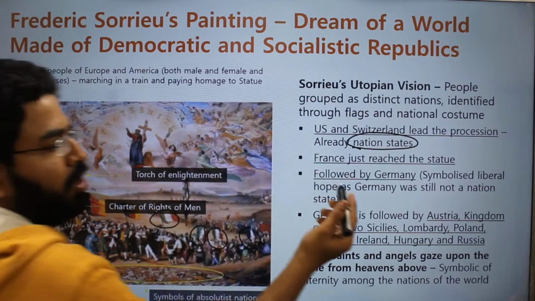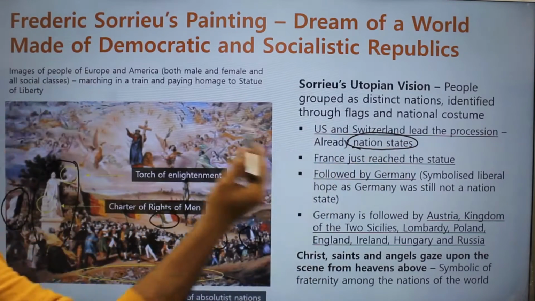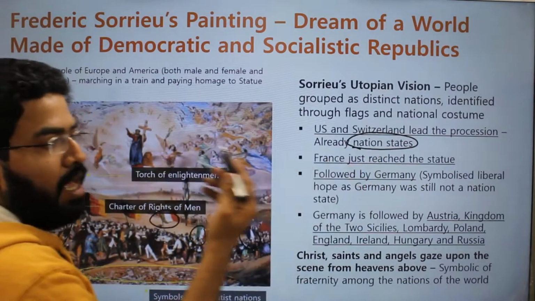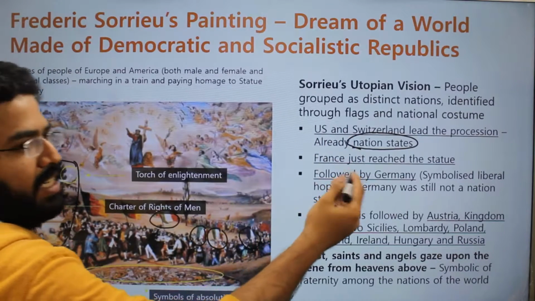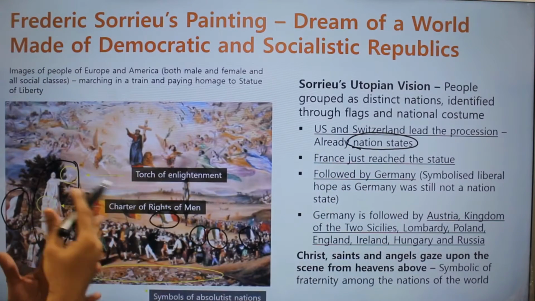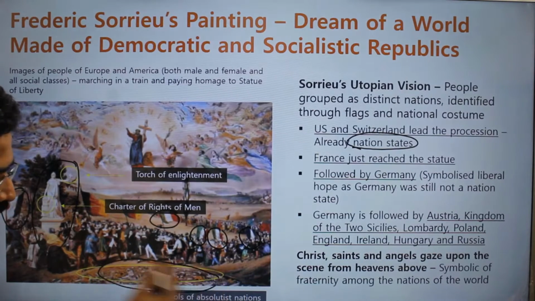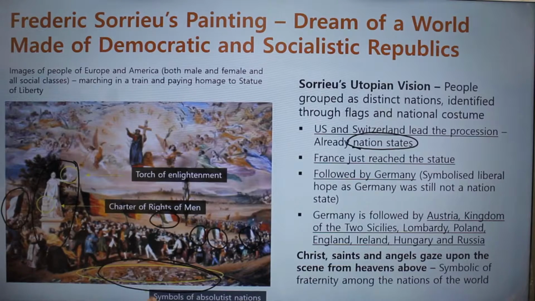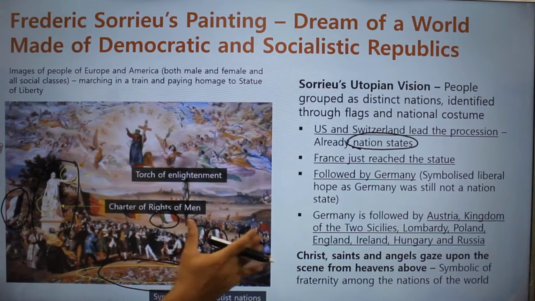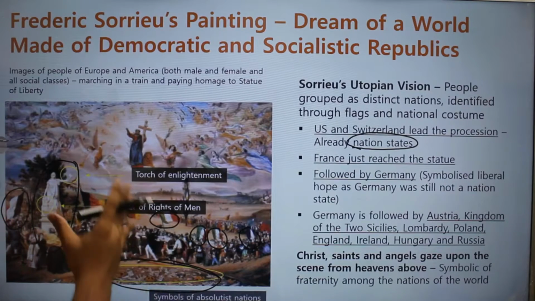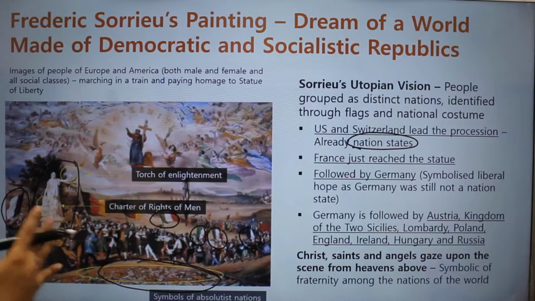He's also saying that countries like the US and Switzerland have led the procession and have actually reached the nation states, while countries like France have just reached and some other countries should reach. Countries should leave their absolutist nations behind. You will see that in a pile the absolute nations are kept, the monarchy is thrown away, and the people are guiding themselves in a train formation towards liberty.